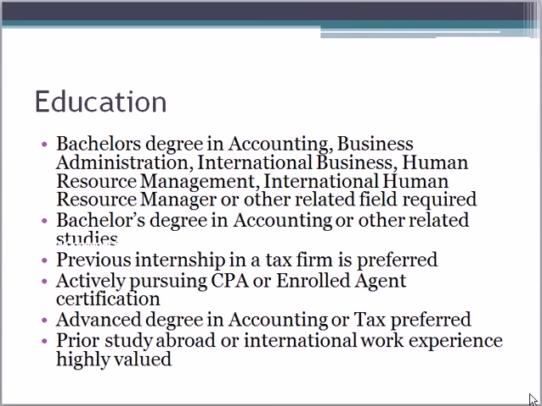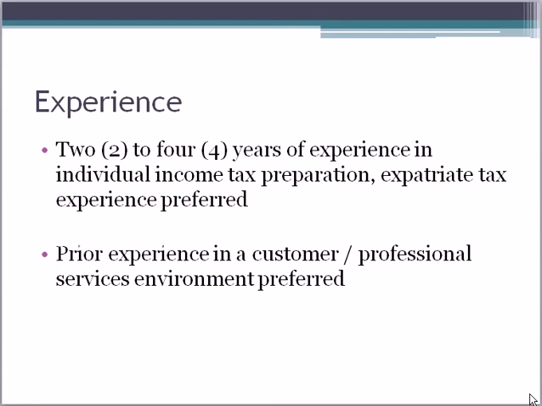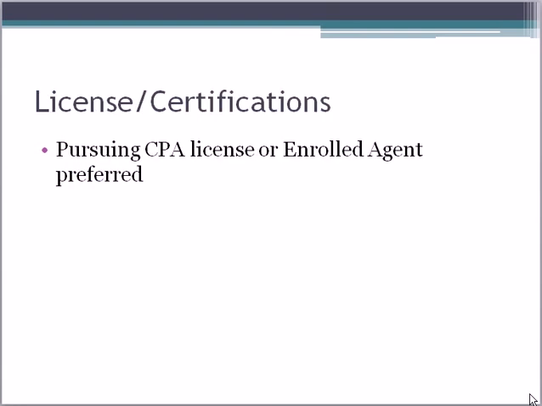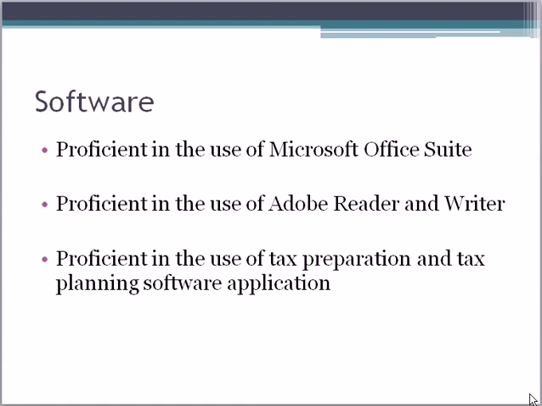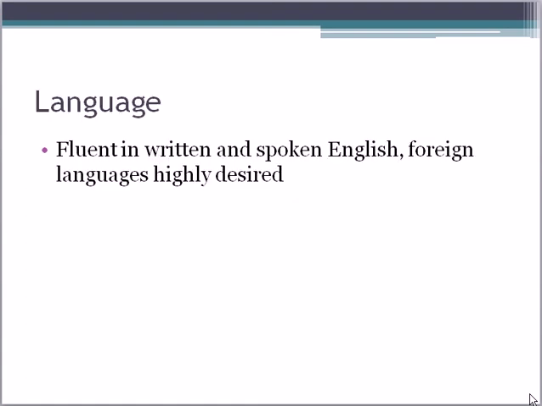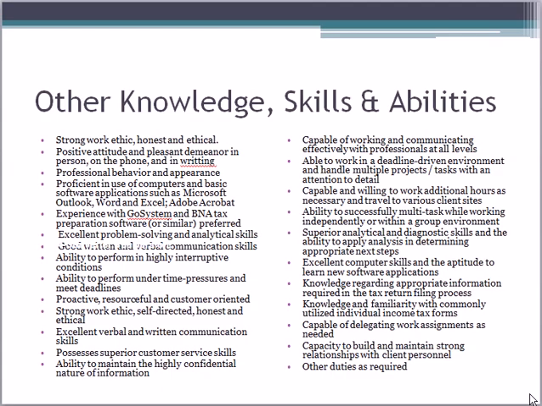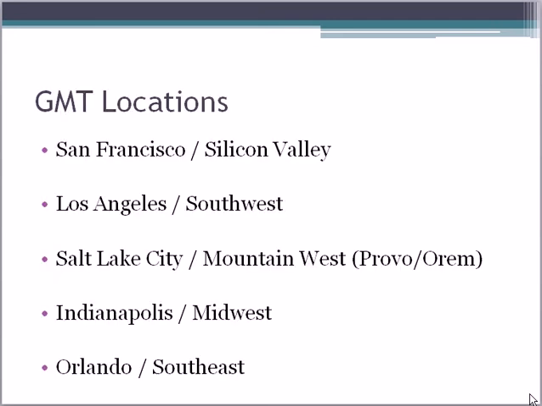Education, we prefer that you have a bachelor's degree, and you could read through the items there. Experience, 2 to 4 years experience in the field. And license, we prefer that you be pursuing a CPA license or an enrolled agent. Here's some of the software that we use at our firm. Language, prefer that you be able to write and speak English fluently, as well as any other language. And here's a full list of other knowledge and skills and abilities that you can expand your screen and look through those.